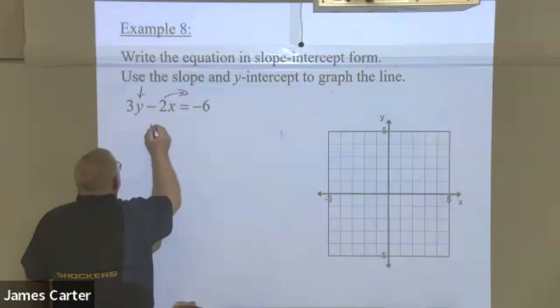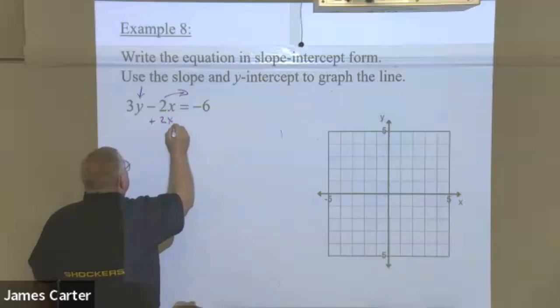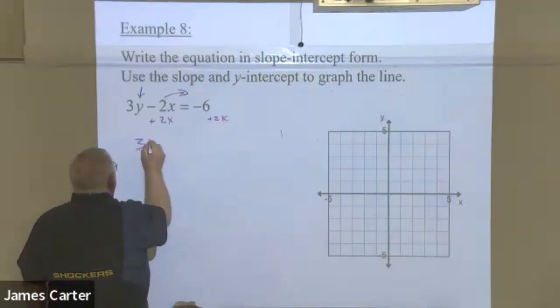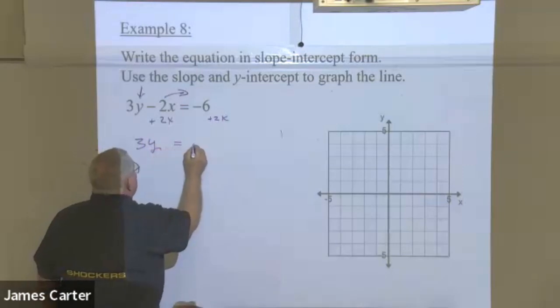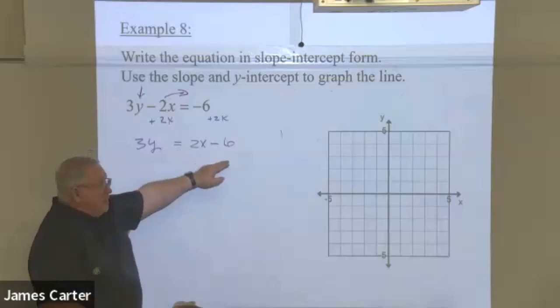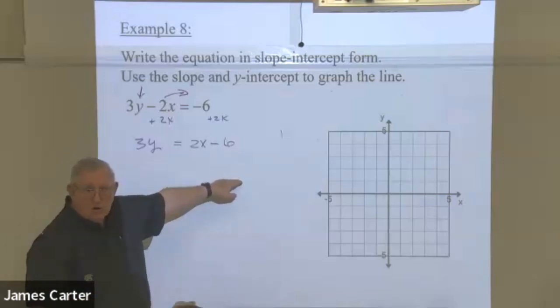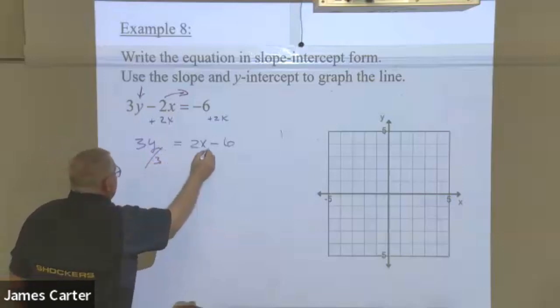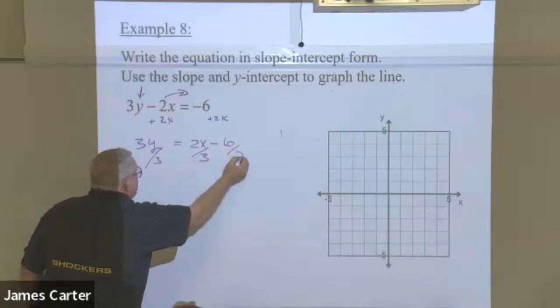Okay, so the first thing I'm going to do is add 2x to both sides. And when I do that, I have 3y equals 2x minus 6, putting it in descending order. Now, I'm going to divide both sides by 3. Every term.